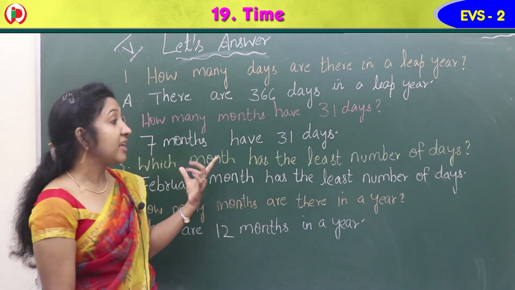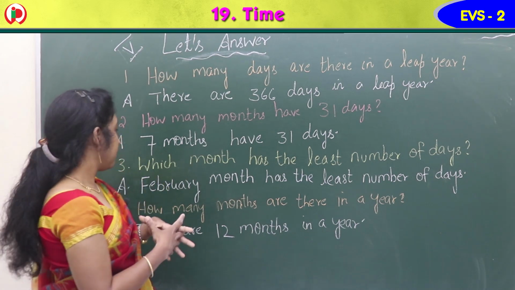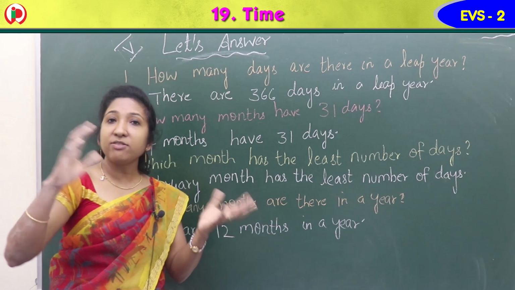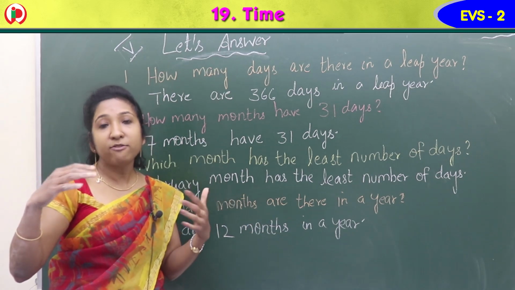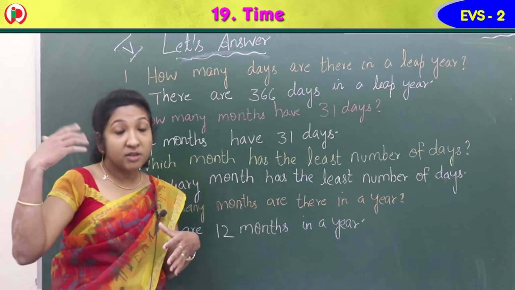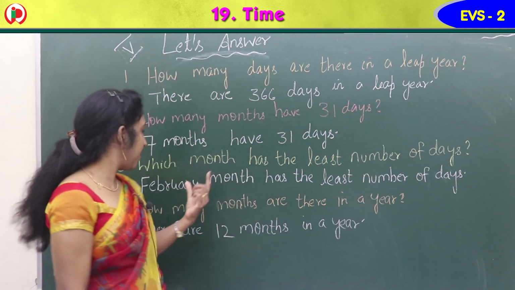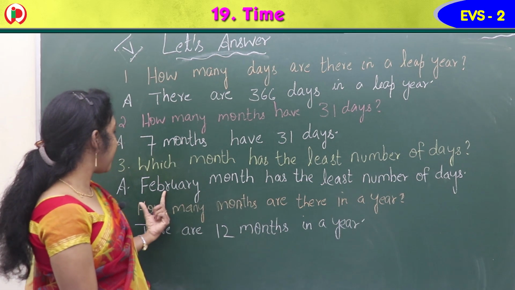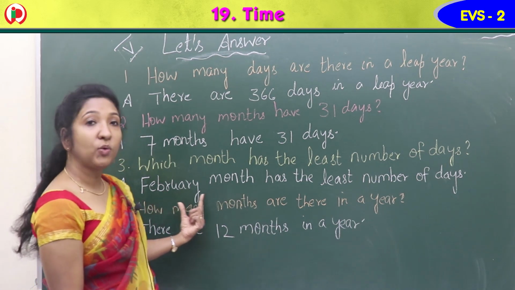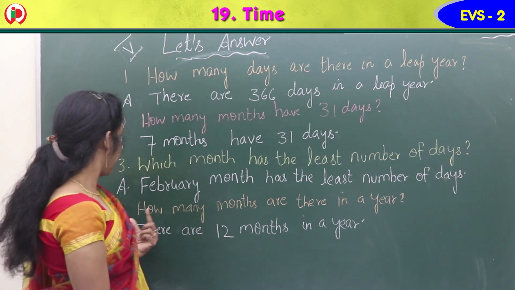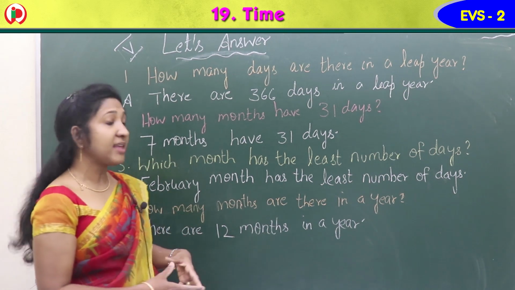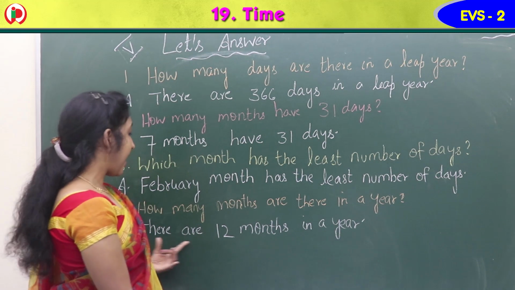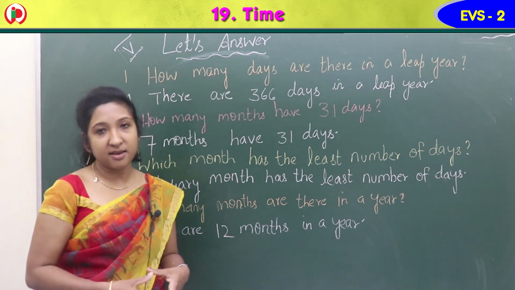Then which month has the least number of days? Yes, only in February we have few days. Other months have 30 or 31. February we have 28 days. But in leap year we have 29. So February month has the least number of days. February. The last question, how many months are there in a year? In a year, how many months we have? There are 12 months in a year.